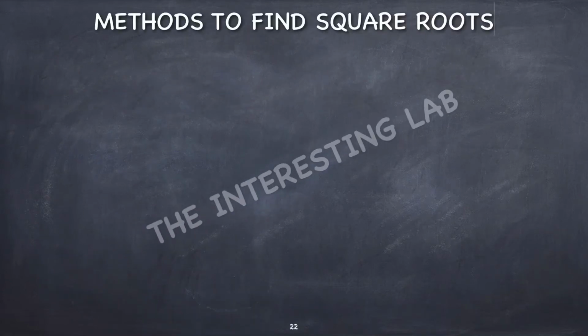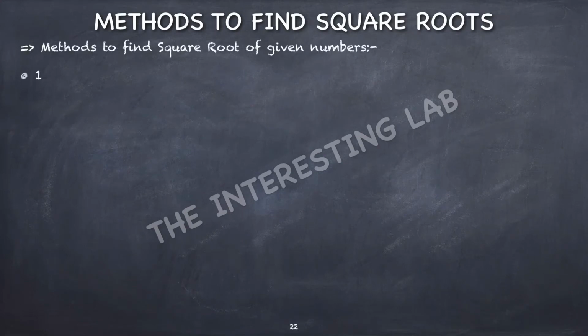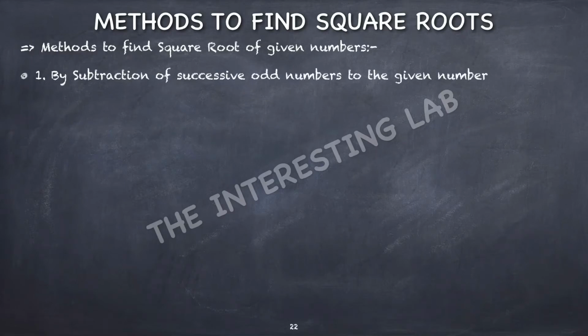Methods to find square roots. Methods to find the square root of given numbers. 1. By subtraction of successive odd numbers from the given number. From a given number, we will subtract consecutive odd numbers until the remainder becomes 0.